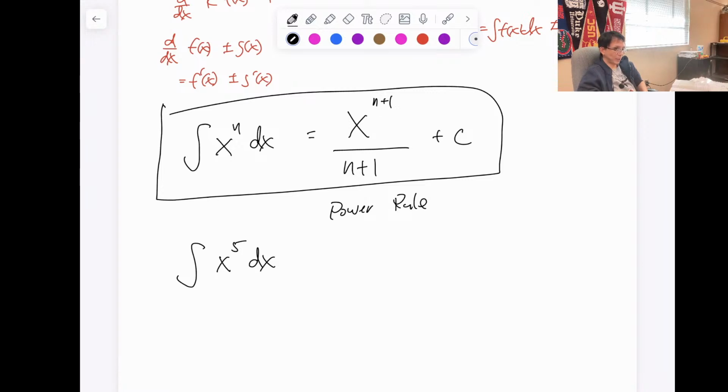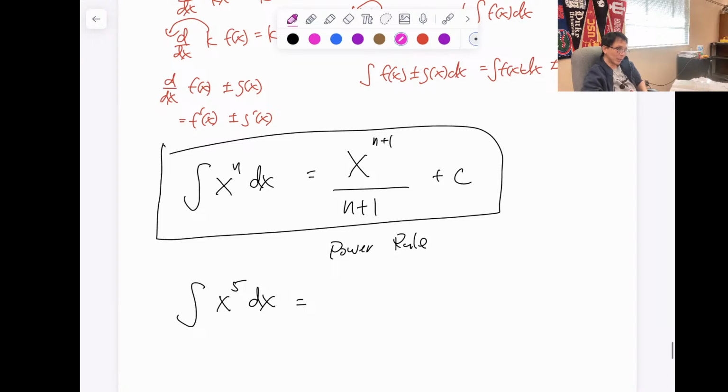What's x to the 5? Put in mind, this one is a numerator. You must make sure that x to the n is on the numerator. It's not 1 over x to the n. 1 over x to the n does not work. It's only x to the n.